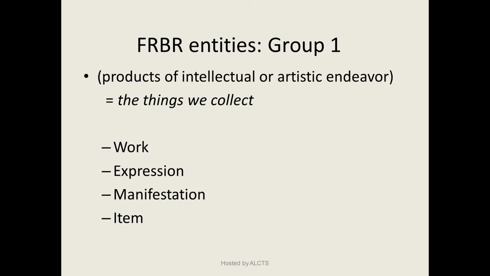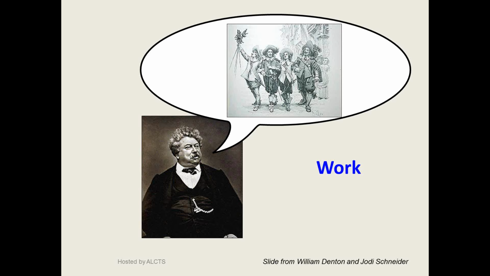We'll take a quick look at the Group 1 entities. These are the products of intellectual or artistic endeavor. You could think of these as the things we collect. FRBR uses 4 levels of representation for these, and we're going to look at each of these briefly in the next slides with some examples and using some images. And I'd like to thank William Denton and Jody Schneider, who provided these images in a talk some years ago.